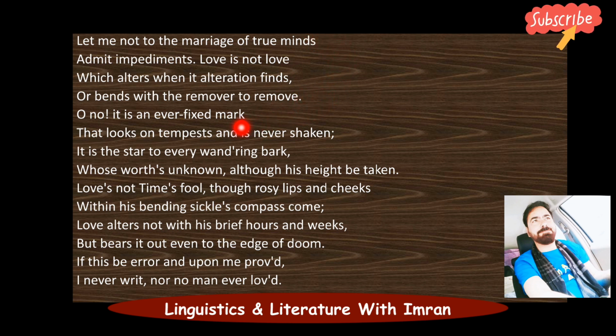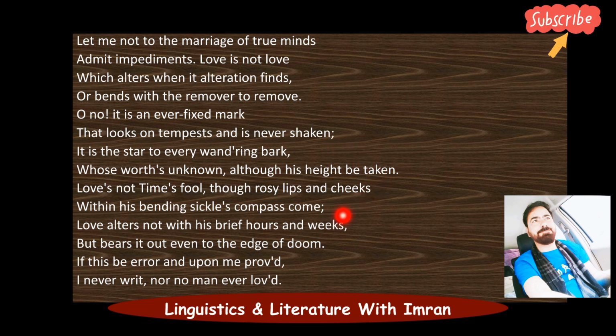The second one is mark and bark, C and C, and shaken and taken, D and D. So the last word of the fifth line rhymes with the last word of the seventh. And the last word of the sixth line rhymes with the last word of the eighth. So we can say that C and C, and D and D.